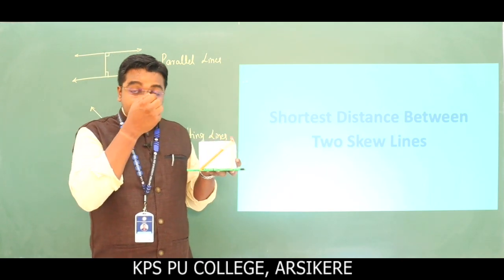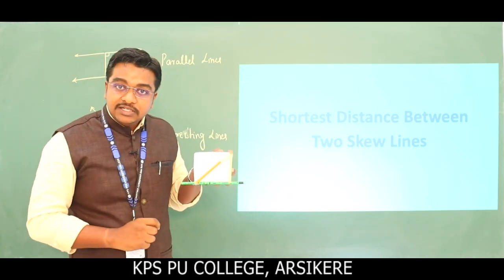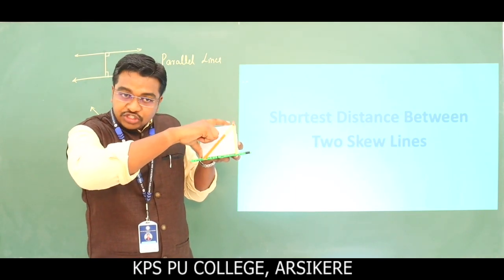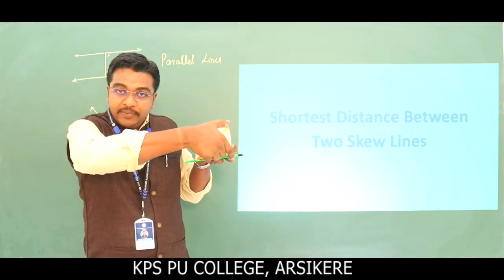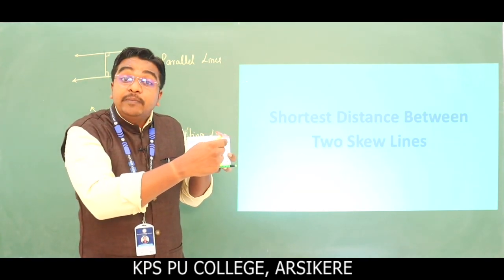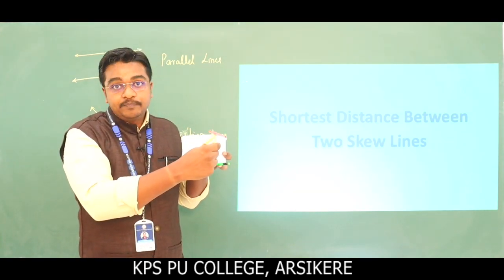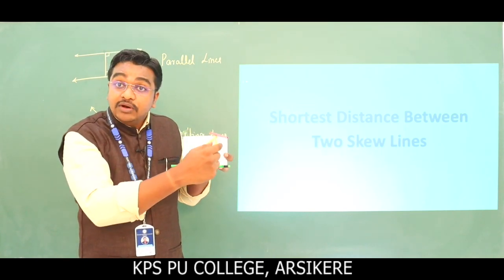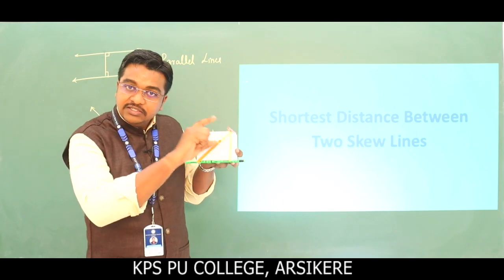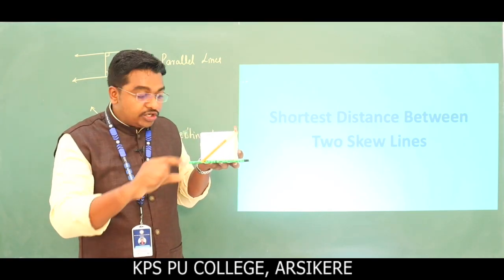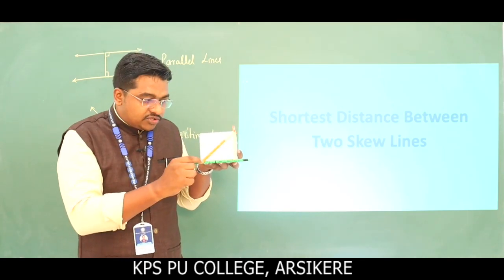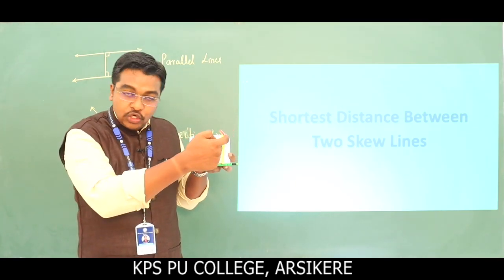Then remember, the shortest distance between these two lines is the projection of this vector on PQ. So what is PQ? PQ is the perpendicular distance between them. So this represents the distance. How to find this distance? This is nothing but the projection of ST. I will take this as S and this as T. I will explain in detail. So ST, this is PQ.